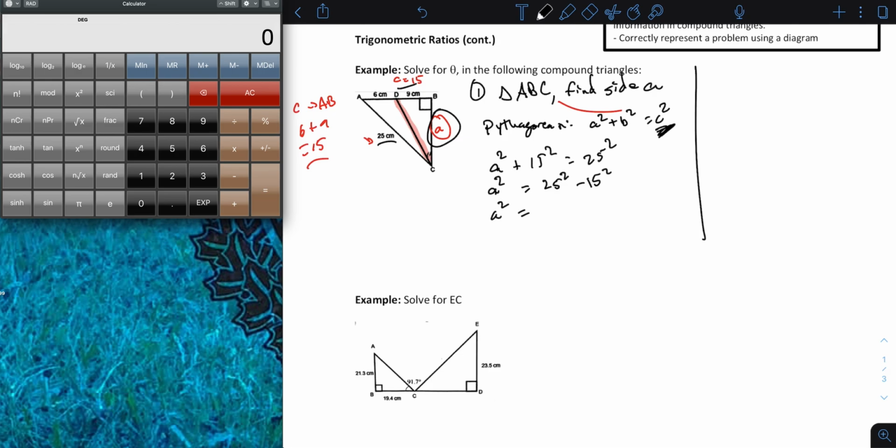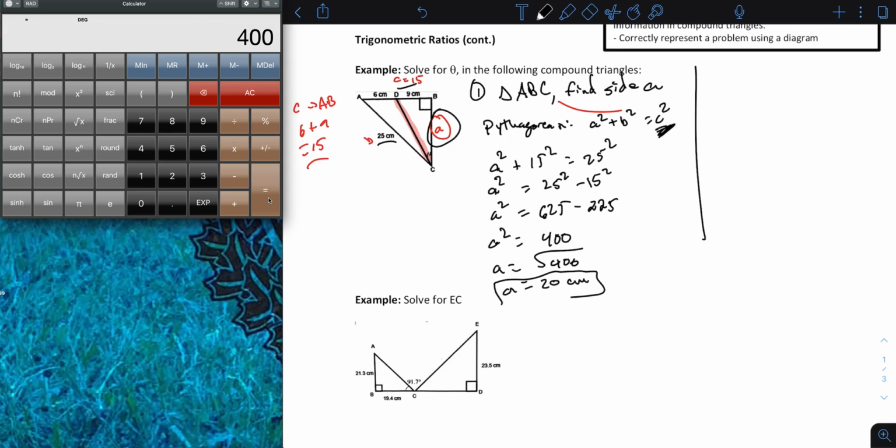So a squared is equal to, we can go to our calculator here, 25 times 25, 625, minus 15 squared is 225. Okay, so a squared is going to equal 625 minus 225, which is 400. And a is equal to the square root of 400. So a is going to equal 20.